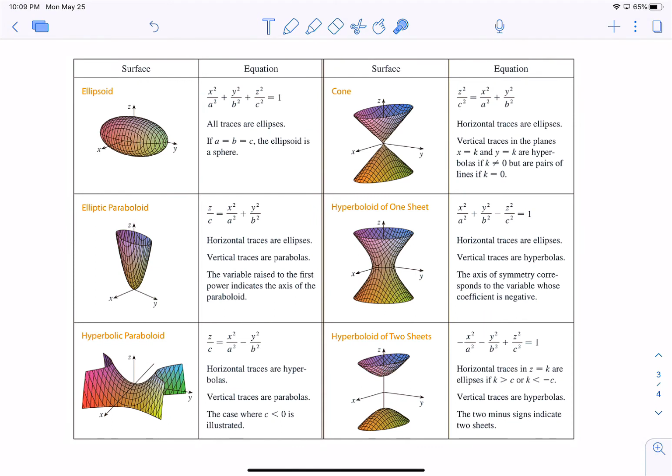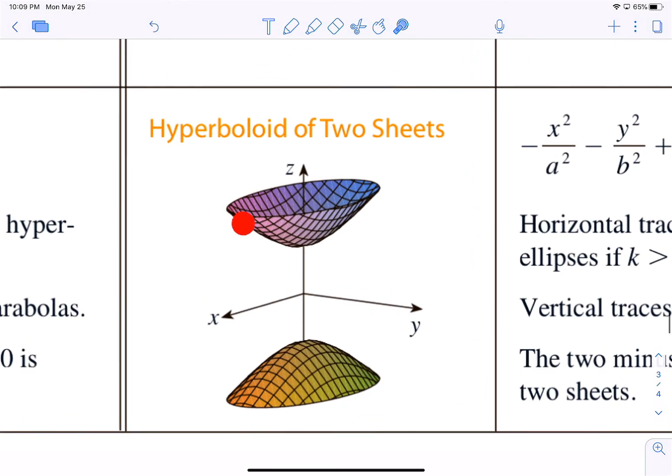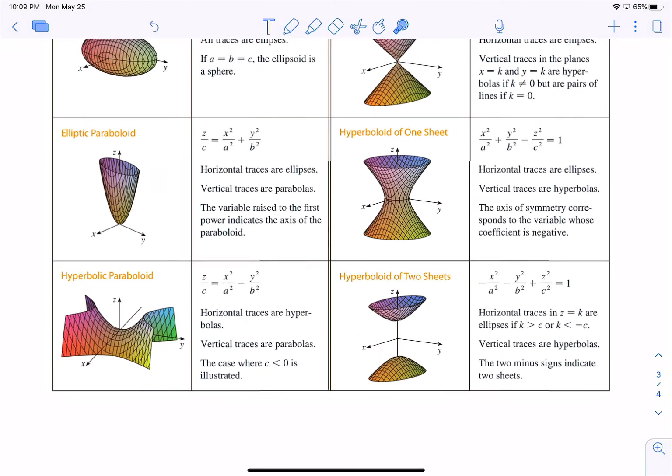Down here we see that if we have two of the terms that have negatives in front of them, and the third quadratic term is a positive term with a positive constant on the right hand side, then we have a hyperboloid of two sheets, and this actually most resembles the hyperbolas that we saw in previous courses.